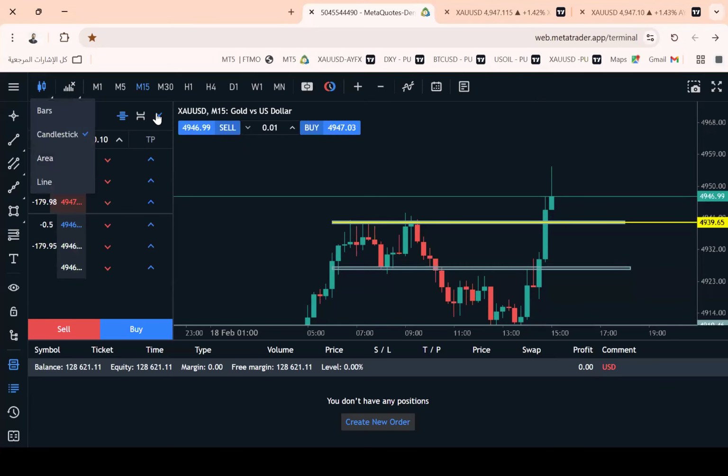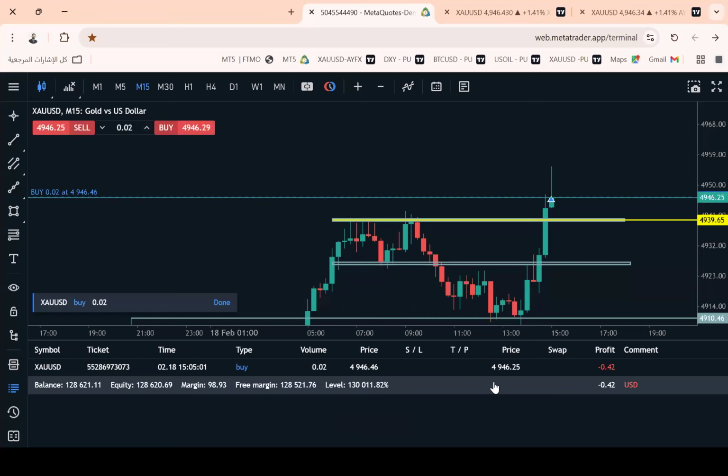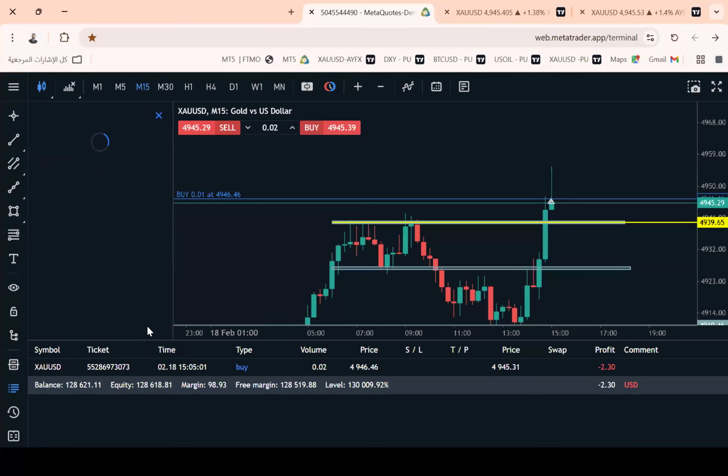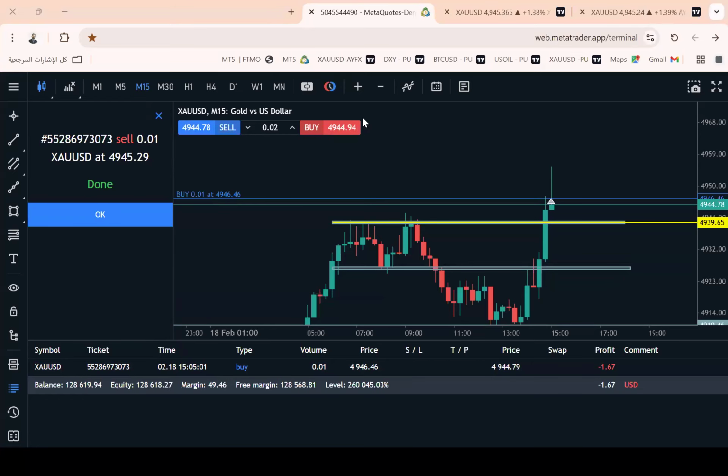Let me just open a trade for you. Let's say 0.02, and I clicked buy. Now the position is opened, right? Now, if I want to close 50% of this position, I'll just make this one. So if you close this to one, as you can see here, I can close only 0.01, and the remaining is going to run, right? This is how you close 50% of your position.